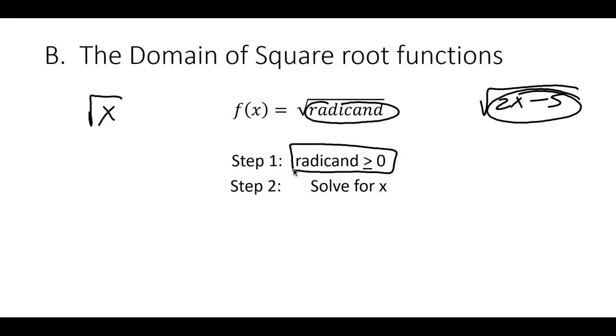So step 1 to finding your domain is to take your radicand and make it greater than or equal to 0. Okay? After that, you solve for x. And what did you get for x? That's telling you what x is allowed to be. In other words, it's telling you what the domain is. So you have 2 steps to find the domain. Write out this little inequality here and solve for x.